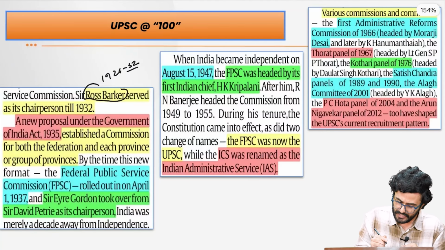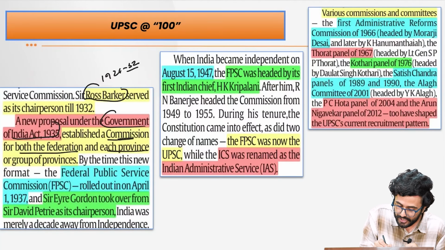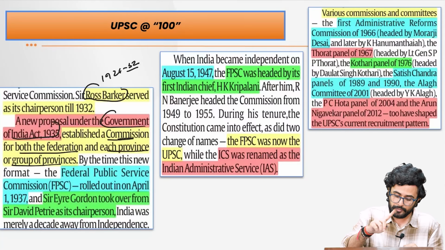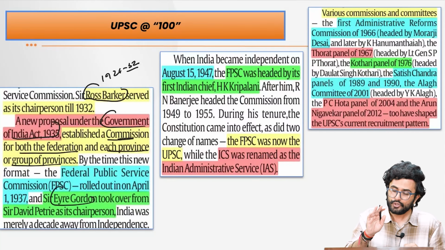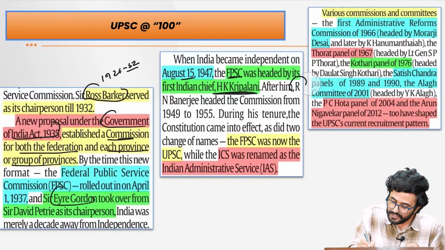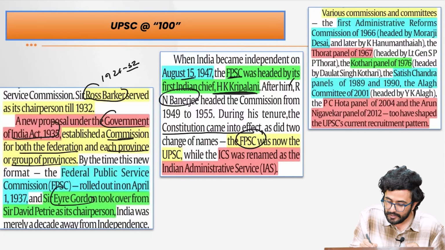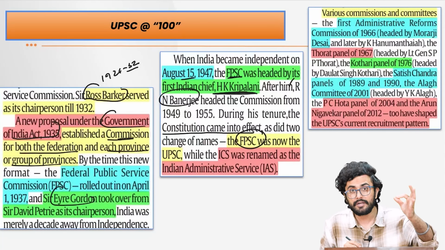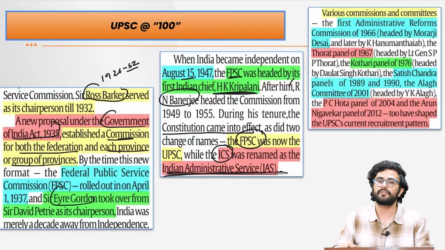Keep this in mind. Then, under the Government of India Act 1935, a commission was created for both the federation and each province as well. So it became the Federal Public Service Commission, and the first chairman was Ira Gordon. When India became independent, this Federal Public Service Commission was headed by H.K. Kripalani. After that, R.N. Banerjee took over. During his tenure, the constitution came into effect and it made two changes. First, the Federal Public Service Commission's name was changed to Union Public Service Commission. And the Indian Civil Services became the Indian Administrative Services.